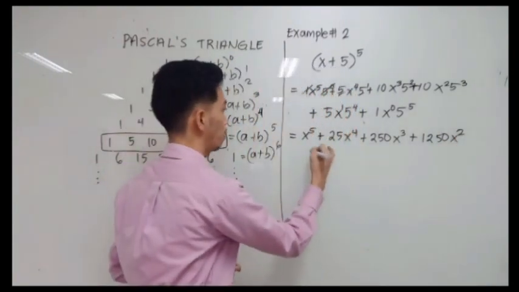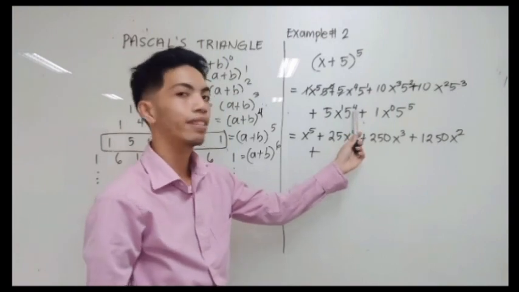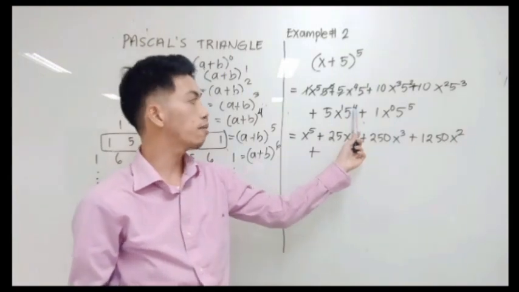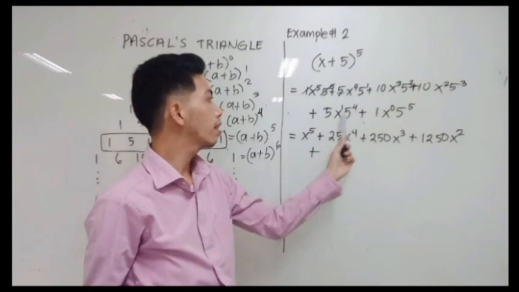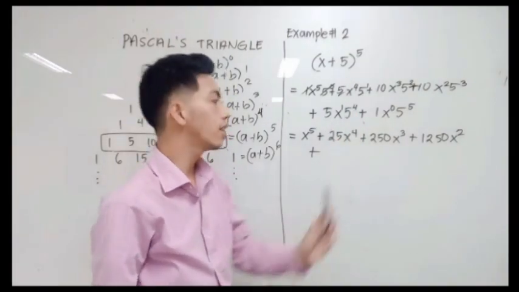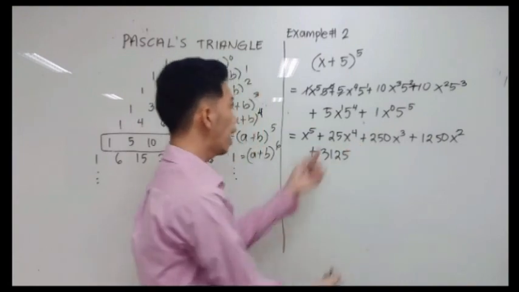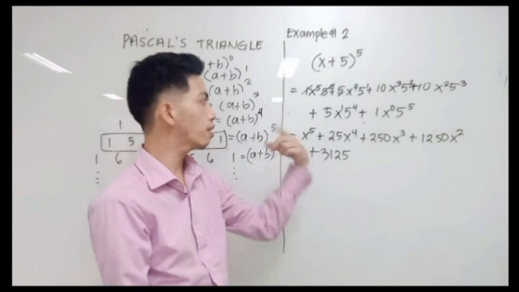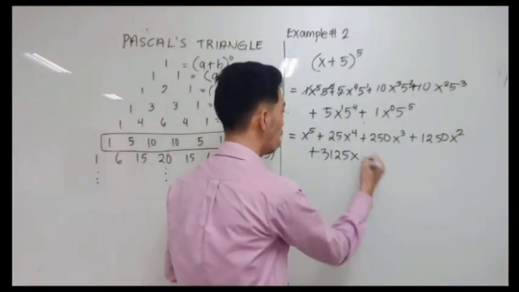Next term, so we have 5 raised to 4 is equal to 625. Kasi 5 times 5 is 25 times 5 is 125 times 5 is 625. Times 5 will give us 3,125. Okay? And then write x raised to 1. Any number na raised to 1 is the number itself. So, hindi na kailangan natin ng exponent. So, x na lang siya.